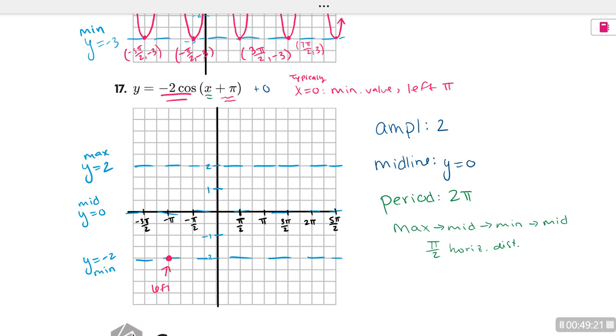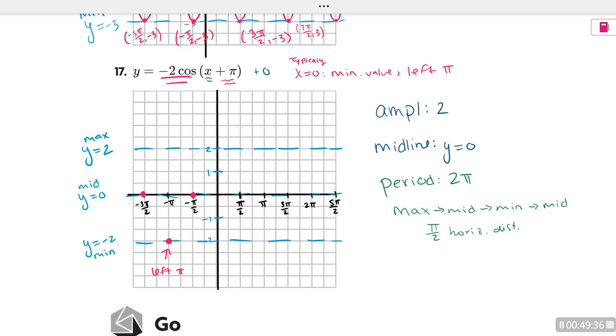Left pi, right? Okay, now there's nowhere to go but up from the minimum, and we said our period's 2 pi, so we're going to go a distance of pi over 2 to get to the next key point. So there we go. And here we have one full period drawn. Let's keep going till we draw at least 2 of them. I'll label these after. There's a second full period drawn. So we fit 2 periods in here.